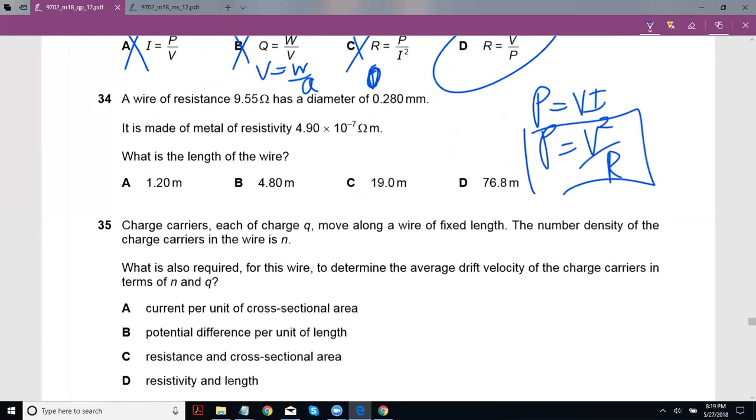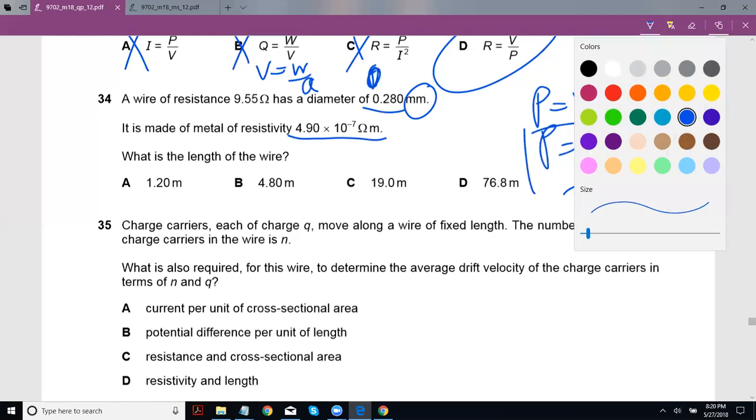34, a wire of resistance 9.55 ohms has a diameter of this many millimeters. It is made up of a metal of resistivity this. What is the length of the wire?